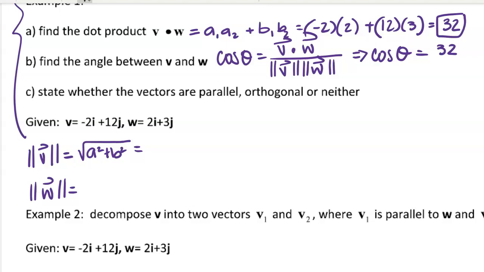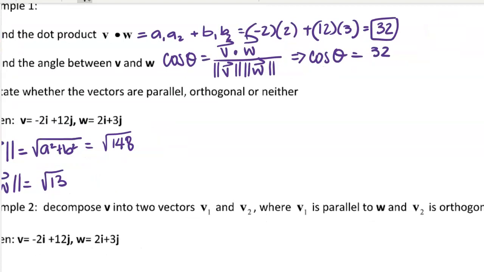Just give me those inexact answers, okay? We don't normally round until the very, very end. 148. Someone confirm that before I go further? Okay, good. Thank you. I got root 13. Root 13. Those are good too. So now we're going to chuck in the bottom: root 148 times root 13.